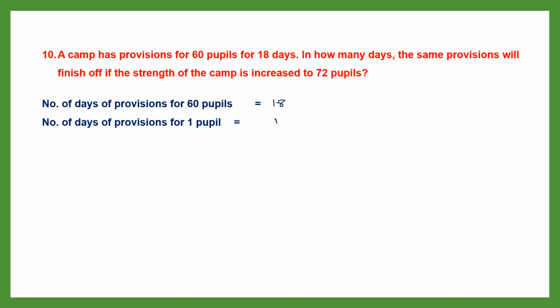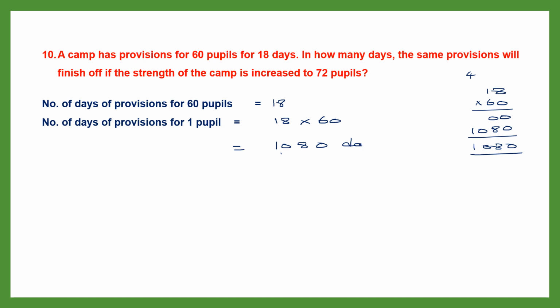So let's do that. 18 into 60. Let's multiply and see. 18 into 60: 0. Then 6 8s are 48, carry 4. 6 1s are 6, 7, 8, 9, 10. So can you see? The number has increased. That means if it is only one student, the provisions will last for 1,080 days.